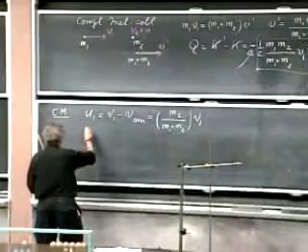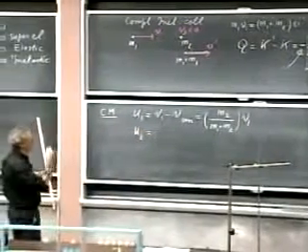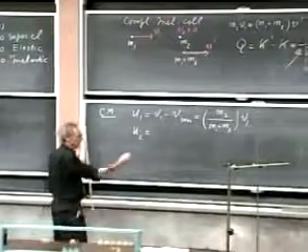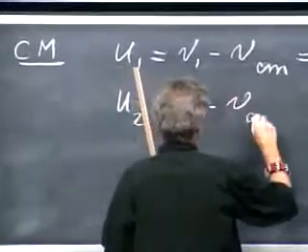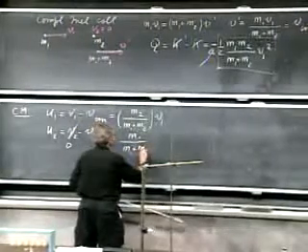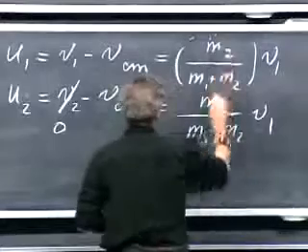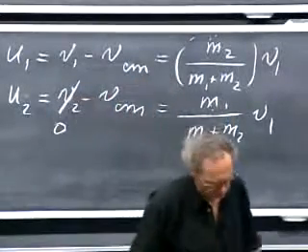And now we go to calculate U2. We want to know what the velocity is in the center of mass frame of the other one. That, of course, is V2 minus V center of mass, but V2 was 0. This is M1 divided by M1 plus M2 times V1. So the difference is only the M1 upstairs and the M2.